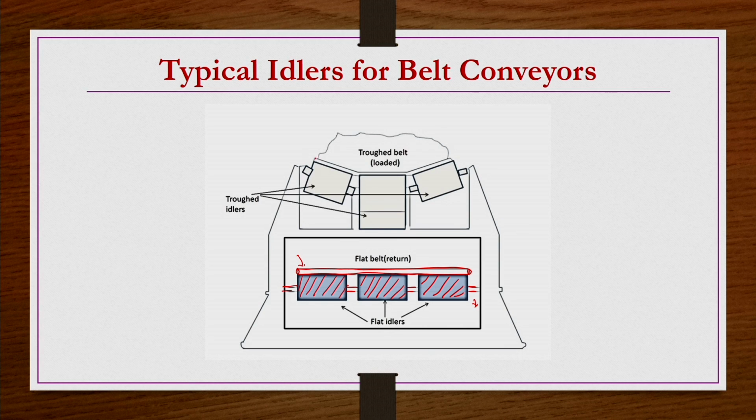Sometimes you need to have a kind of troughed belt like this. Then under these conditions, the idler should also be troughed, like provided here, something like this. Right. So, these are again interconnected like this. Okay. So, these are a very important element of this belt conveying system, because belts are supported on these idlers.